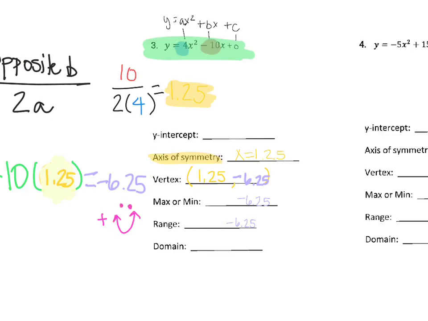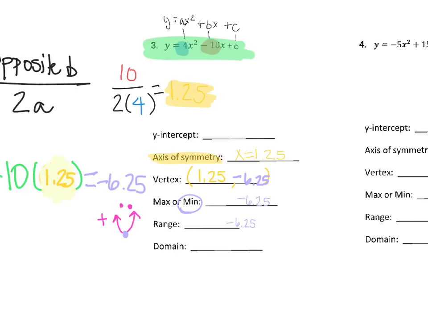And that tells me that my vertex, this very bottom point down here, is a minimum value. The reason I know it's a minimum is because it's at the bottom. And the reason I know it's at the bottom is because my graph was smiling at me. And the reason I know it's smiling at me is because 4 was positive.